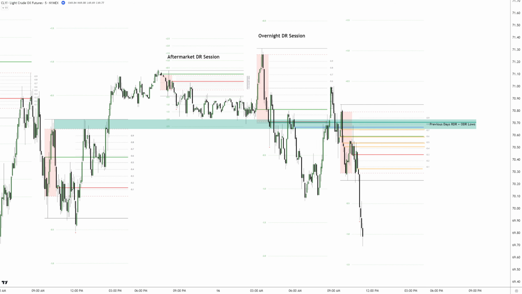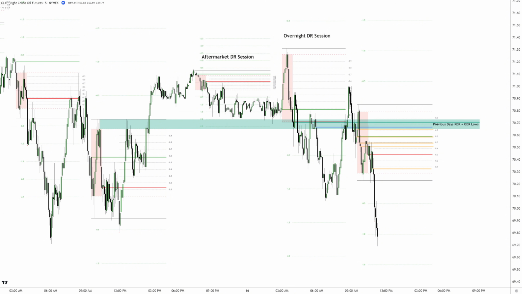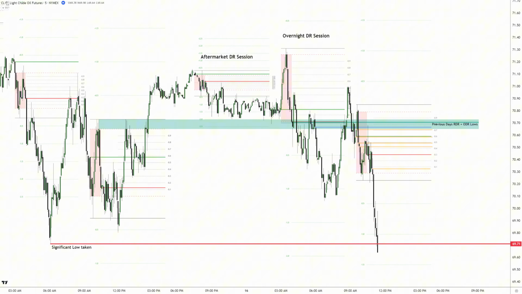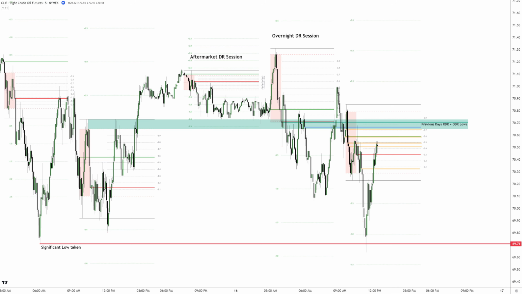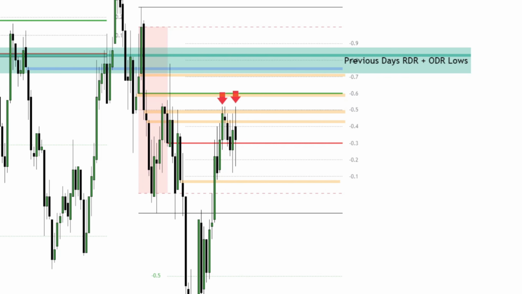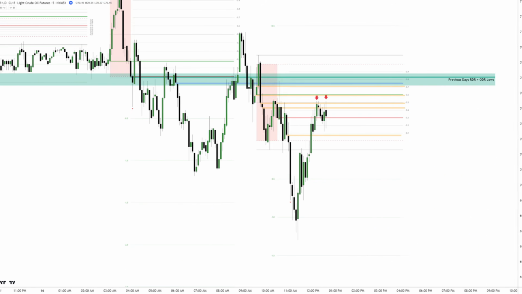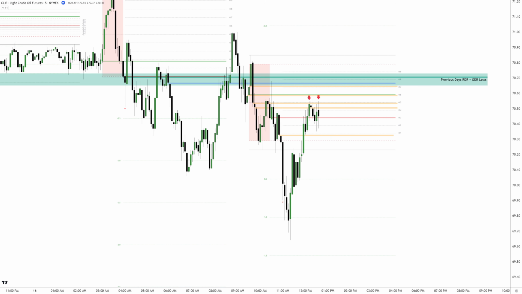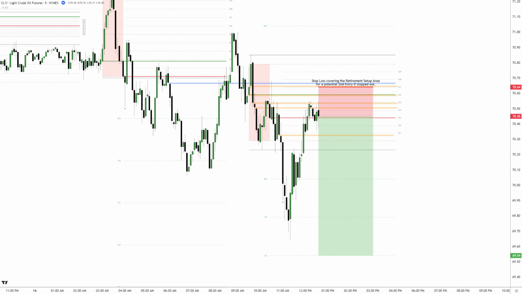Price retraces further, reaching the 1 standard deviation level. More interestingly, it takes out a significant low in this area, which lowers the probability of high-quality trade setups for the session. Price then finds its way back into the defining range and shows multiple rejections from the IDR mid in combination with previous WIBs. This is a good signal for your first bullet, where you can enter with your stop loss at the beginning of the retracement setup area, targeting either a new low or the next standard deviation level.